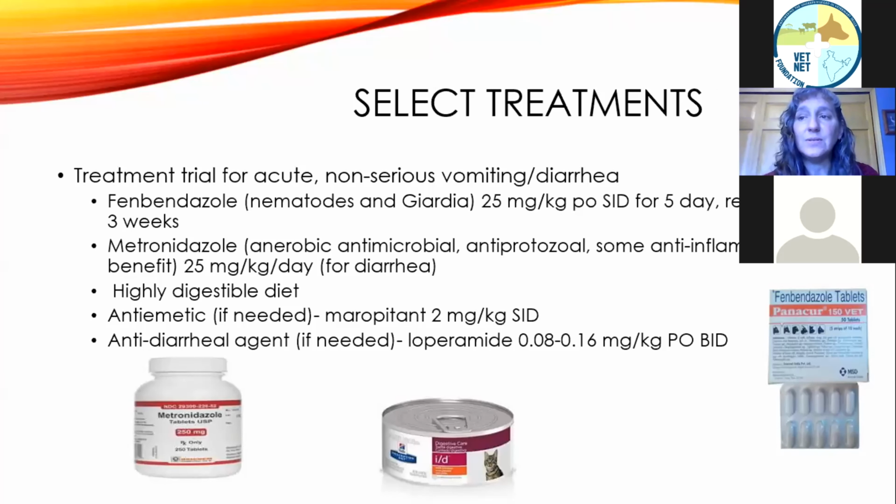This slide shows a treatment trial for acute non-serious vomiting and/or diarrhea. Always start with deworming, even if a fecal is negative, as there can be false negatives if there is not active shedding of eggs. A good broad-spectrum dewormer is fenbendazole, which is effective against nematodes and giardia. The dose is 25 milligrams per kilogram once a day for 5 days, and then repeating it in 2 to 3 weeks.